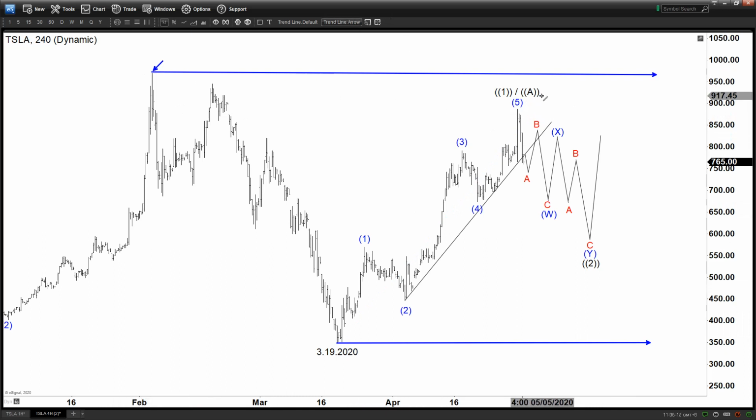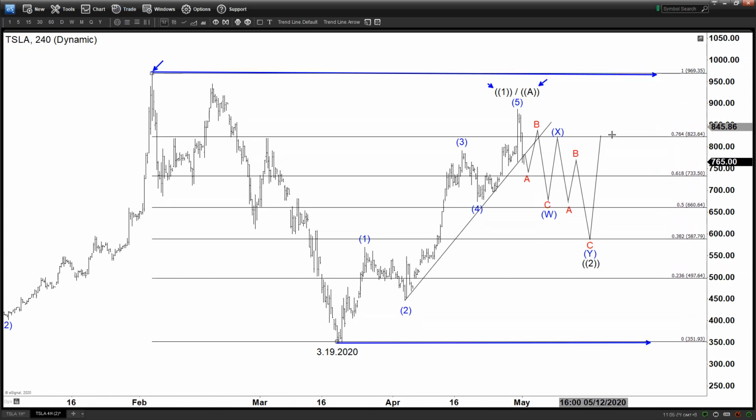Now, if this is an ABC, think about it this way: is it more likely to be a 1 or is it more likely to be an A? If you look at the retracement here, it's already more like 80%, 90% retracement right now, right? So is it more likely to be a wave 1 or a wave A?